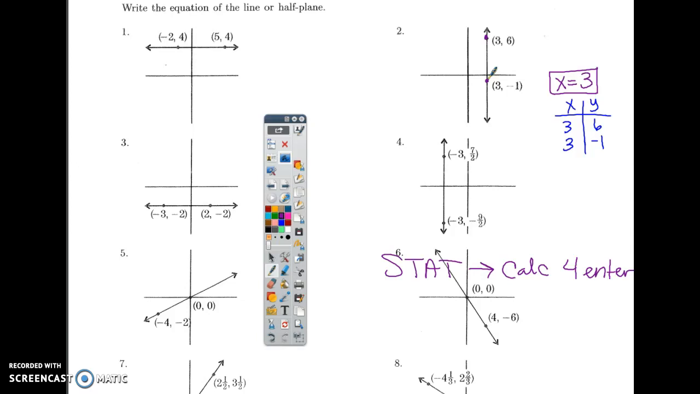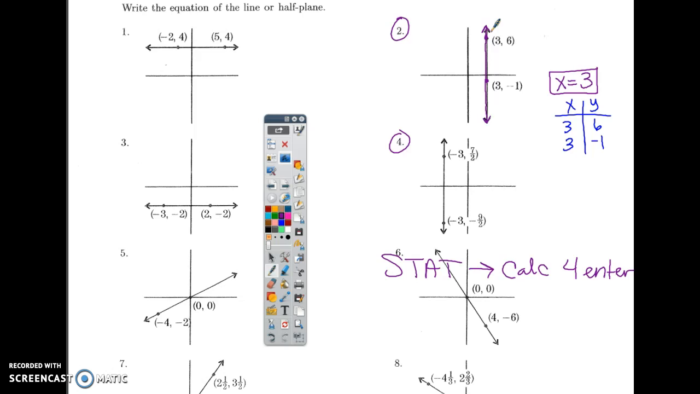So do you see any other one that's not going to work? Problem number 4 is not going to work. Problem number 2 is not going to work. But the equation for problem number 2 is x equals 3. So what do you think the equation is for problem number 4? Write it down. Don't say it out loud. Okay? Those are vertical lines, and vertical lines will never work in the calculator. So you just need to memorize those equations and how to get them. Okay?